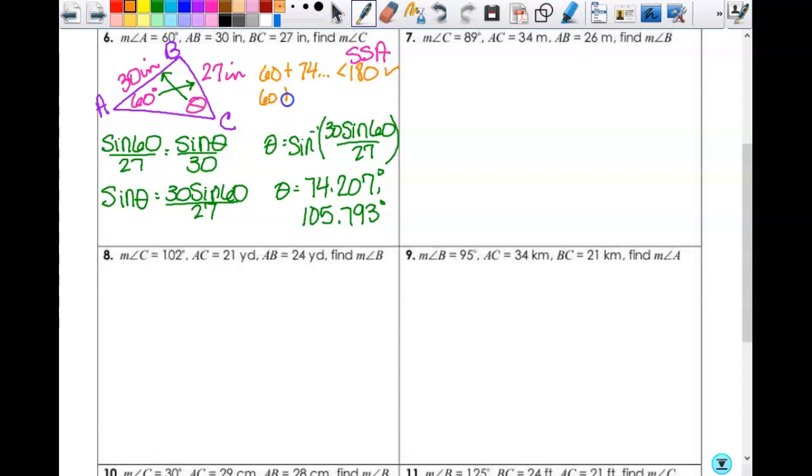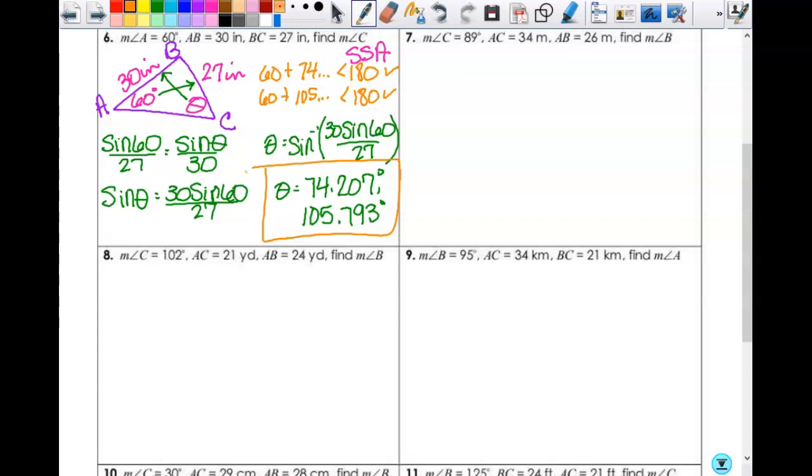Then I take 60 plus 105 something. When I add it together, is that greater than or less than 180? Less than 180. So then they both work. It could be either one. I could build two different triangles. I could build an acute triangle. I could build an obtuse triangle.